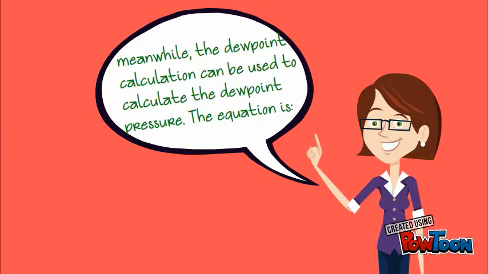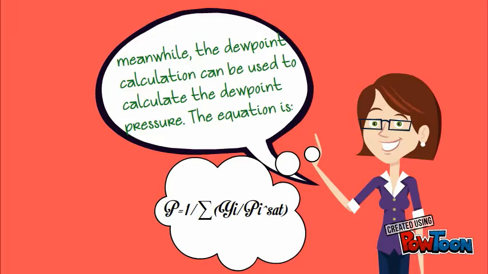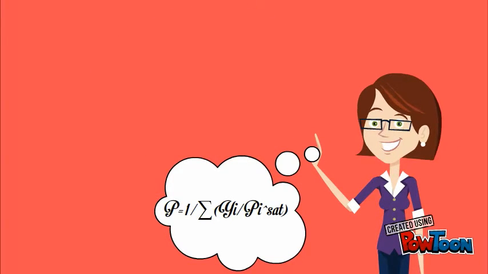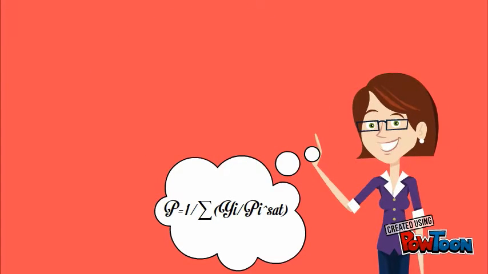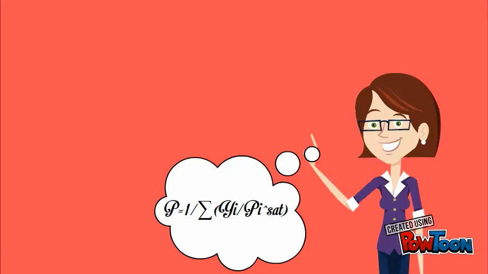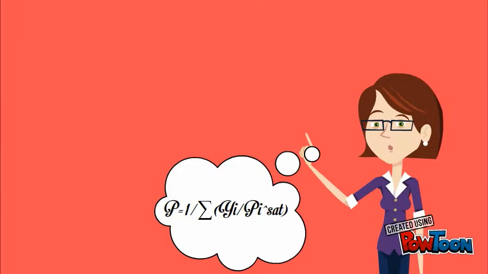Next, the dew point pressure is calculated by using the formula P equals 1 over the summation of yi over Pi sat, whereby yi is the mole fraction of species i in vapor and Pi sat is the saturated vapor pressure of species i.